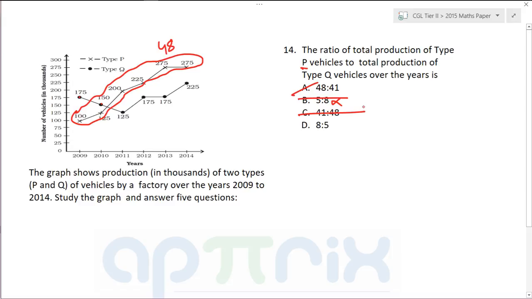That ability you need to develop by looking at the graph. 2 options left: 48 ratio 41 and 8 ratio 5. They are quite close, I must say. So if you have not done that calculation yet, let me do it for you. It is going to be 9, 7, 7, then 5, 6, 7. You sum it out and please tell me what you are getting. You will get 41 or not? Yes, getting my point or not? So 41 you are getting, 48 ratio 41 is the answer.